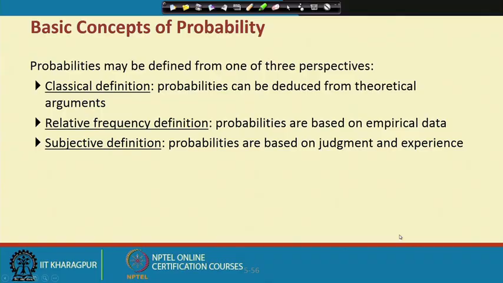There are various definitions, starting with the classical definition, where probability can be obtained from theoretical arguments. Then we have the relative frequency definition, where probabilities are based on empirical data. Then we have the subjective definition, where probabilities are based on judgment and experience. These are various ways you can calculate and understand probability, and then you have to use the probability concept as per your particular requirement.